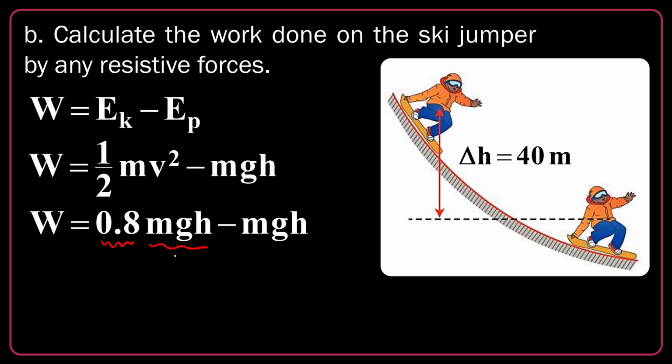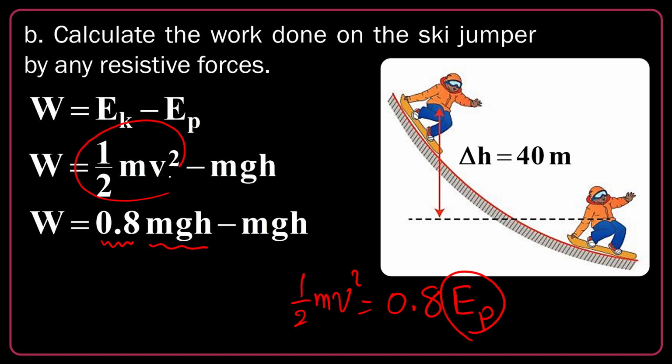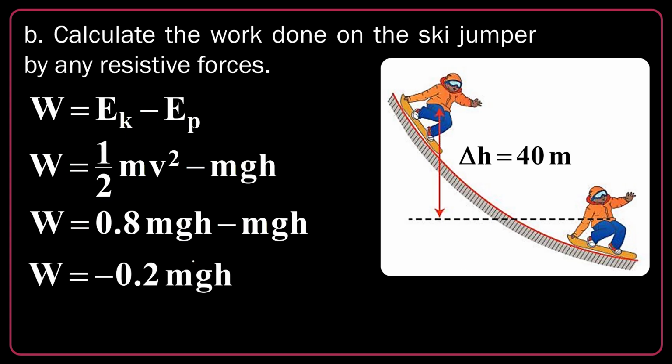It's very important that previously I found that a half of mv squared is 0.8 times EP, and EP is mgh. So instead of a half of mv squared, we can easily use 80% of the initial. Final is 80% of initial. It's easier. So the answer is going to be negative 0.2 mgh. The negative sign indicates energy loss. The work done by resistive forces must always be negative.